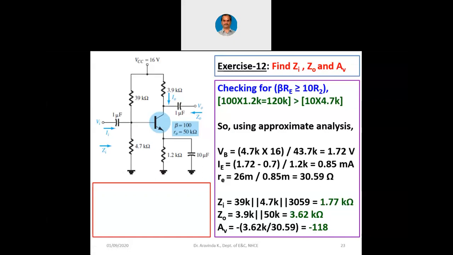Please remember this. We have been discussing base bias and we have been discussing voltage divider bias now. In both of the cases, Zi will be smaller than Z0 and AV will be larger than 100. You will have to remember this.